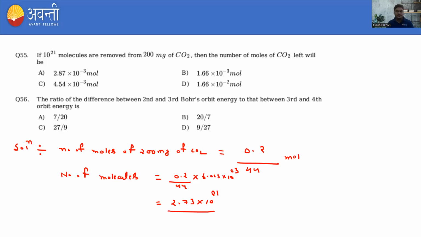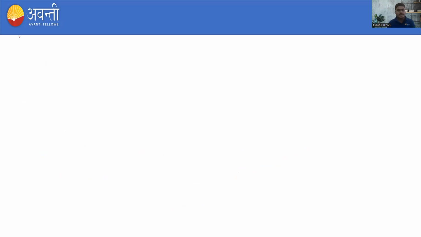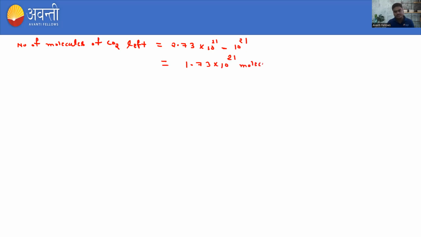Now the number of molecules of CO2 left. How can you calculate that? The number of molecules of CO2 left is equal to 2.73 into 10 raised to the power 21 subtracted by 10 raised to the power 21. This is already given in this question. So solving, this is equal to 1.73 into 10 raised to the power 21 molecules.